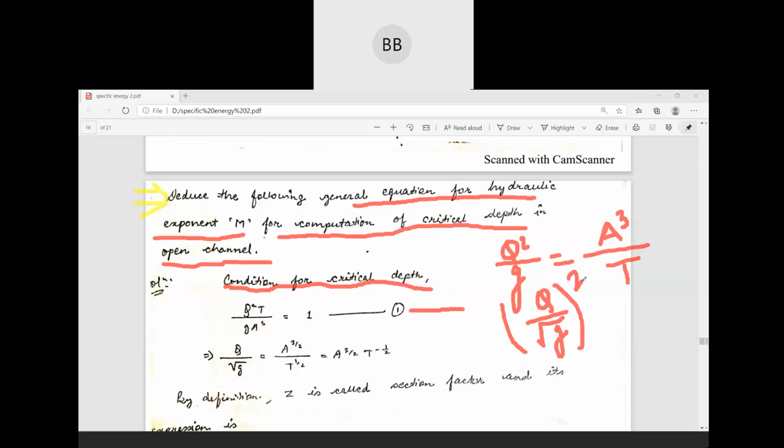Then what we do, we want to remove this square. So here we can also write root over G whole square, then it will be again Q square divided by G. We have taken root G, so it will be square. Then A cube divided by T. So next again, if we remove that square, then it will be Q by root over G is equal to A to the power 3 by 2, and T to the power half will come here.